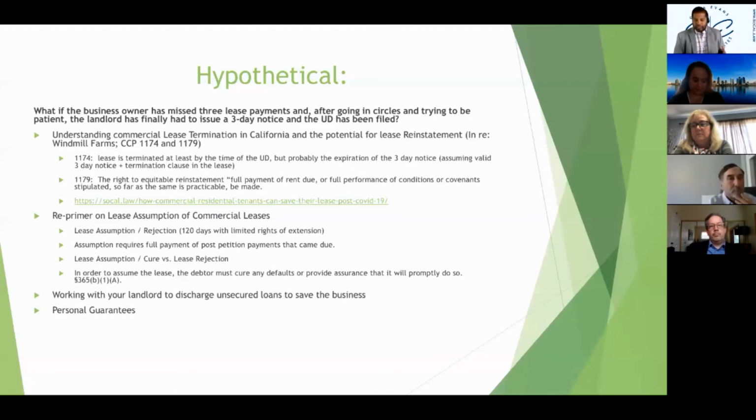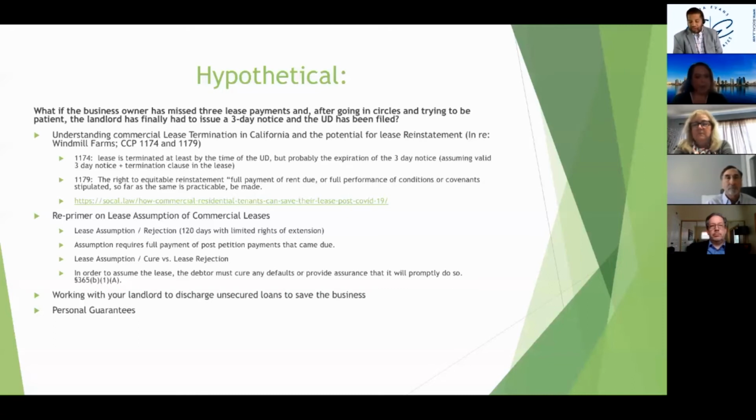So this is, I think, the core business that's going to be addressed with a lot of these subchapter fives that are going to be filed. And in order to start, you need to understand, do you have a lease? And if you don't, then is there a possibility of reinstatement? And that starts with an analysis of CCP 1179.